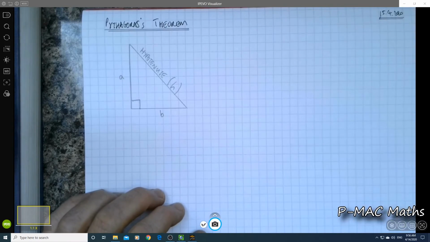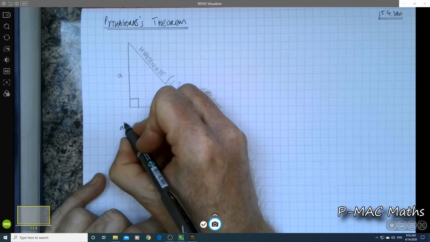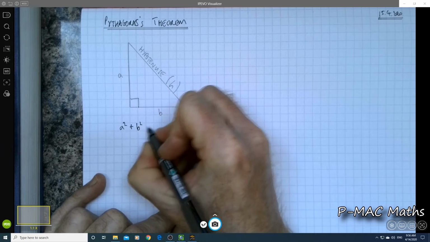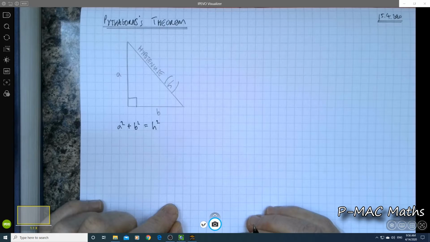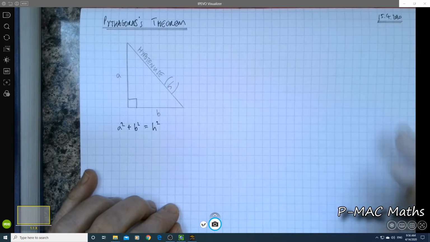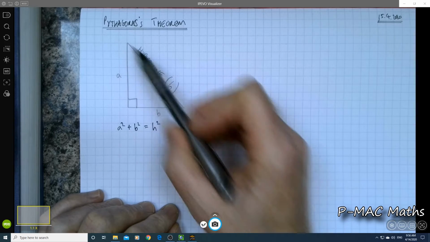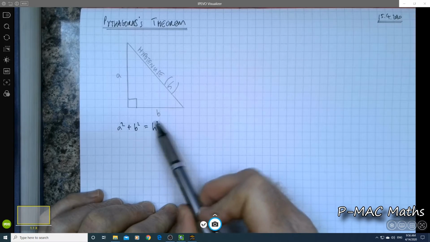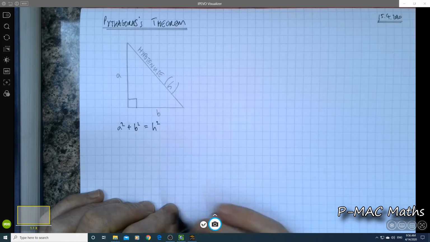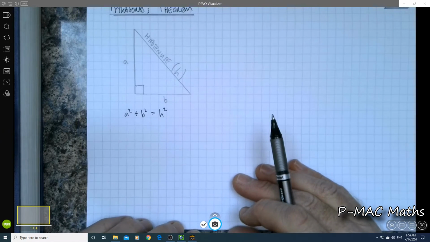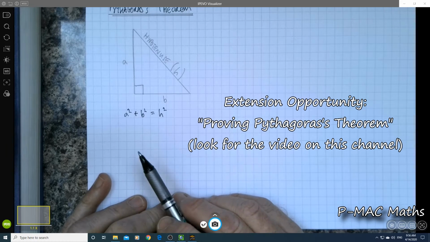And Pythagoras' theorem states that a squared plus b squared equals h squared. Now, other variations of this formula are available. I like writing it like this because it makes the distinction that the hypotenuse h is the one that's on its own being squared, and a and b are the two shorter sides. So this is the way I'm going to write the formula when I'm doing my calculations. We'll look at a proof of this a little bit later on. There's an extension opportunity here.